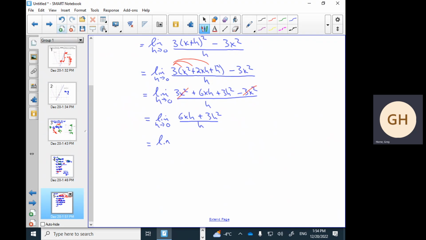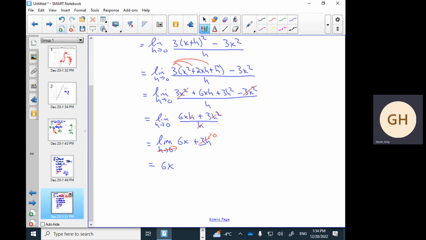And you could even at this stage say, okay, the h divides in here once, h divides in there, and so on, and end up directly with the limit as h goes to 0 of 6x plus 3h. So that 3h goes to 0, and that means we're left with just 6x.